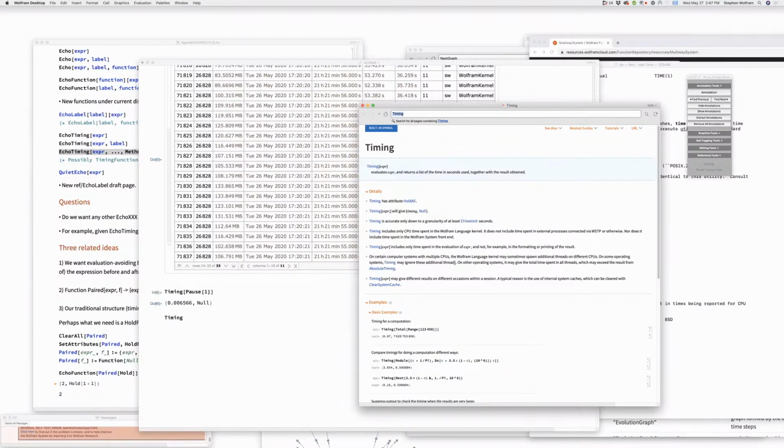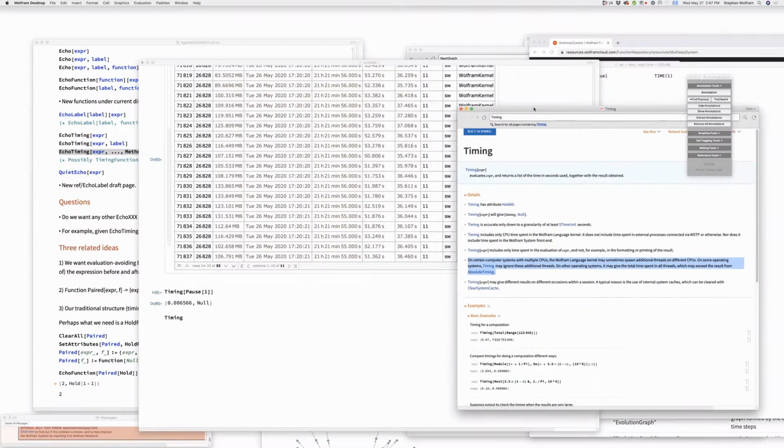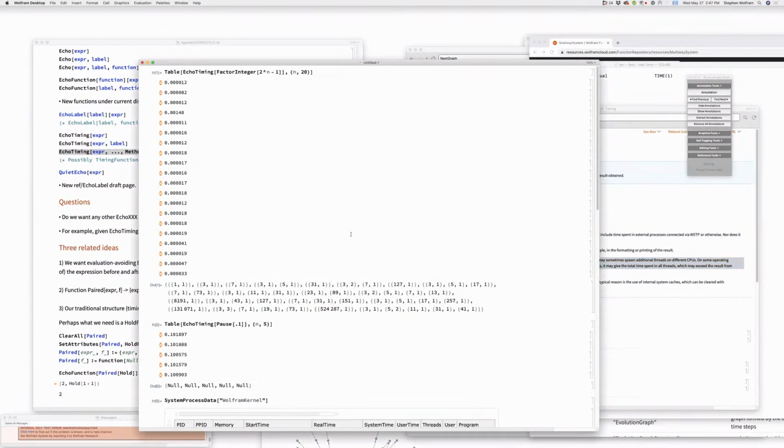Well, okay, so look, this basically says we don't know whether it's going to use different things from different threads. Okay, it does not include time spent in external processes. All right, well, whatever. Okay, let's come back to echo timing. I still think this is a mess and should be looked at. But okay, let's come back to echo timing and how it's supposed to work.